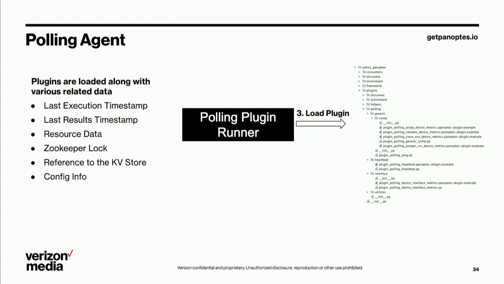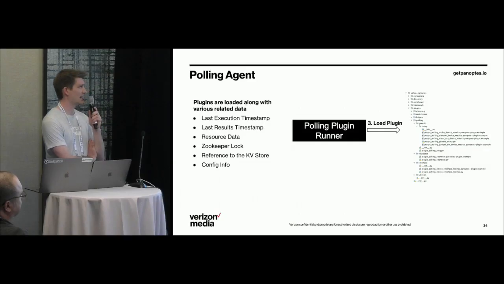It also has the last results timestamp. So when did this plugin execute last and actually return time series that aren't of length 0? That's important for debugging. This plugin's running, but we're not getting results. Let's check the last results timestamp.